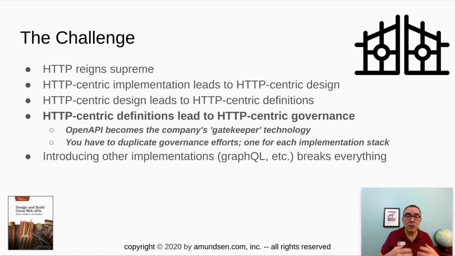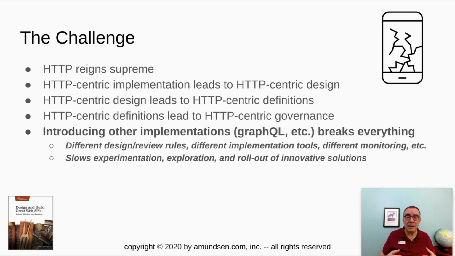Now that means you have to duplicate governance for all these other stacks as well. And when you have to duplicate it for GraphQL and duplicate it for async APIs and so on and so forth, suddenly that becomes a huge expense and everything's broken and people get annoyed. And especially in an enterprise environment, this is considered a huge failure. It's not really, but it's considered a huge failure. What it really does is it slows experimentation, exploration, and rollout of innovative solutions because I've got this hurdle that I've got to cross, and that hurdle is HTTP.